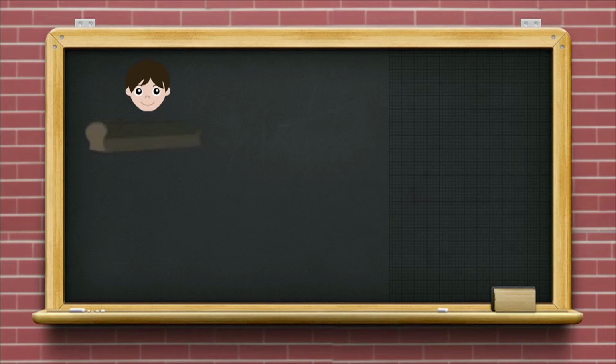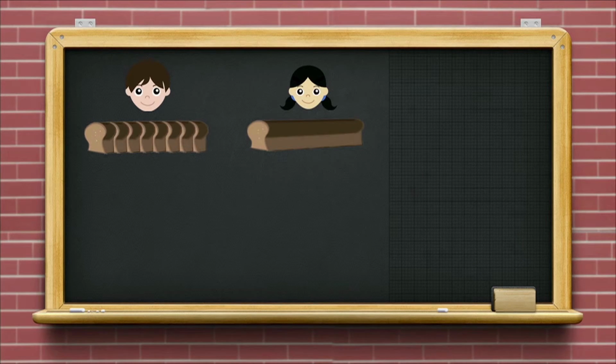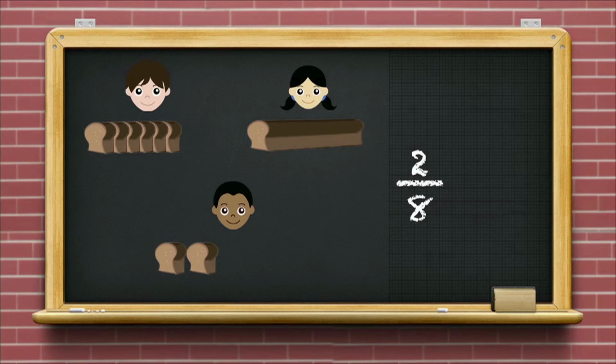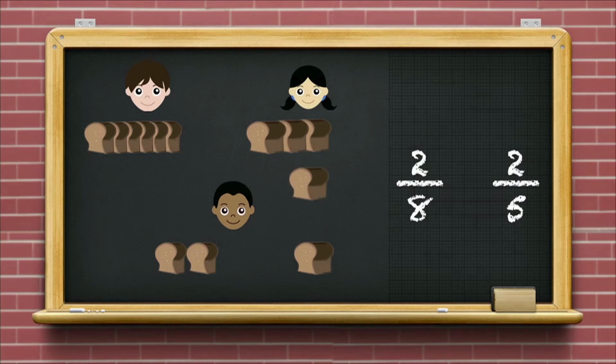Let us also use a real life example of a cake to show this. Raju cuts a cake into 8 pieces and offers John 2 pieces. Amina cuts a similar cake into 5 pieces and offers John 2 pieces as well. John gets 2 pieces from each of them. But who has given him a larger portion of the cake? Raju or Amina? Which portion is bigger, 2/8 or 2/5?